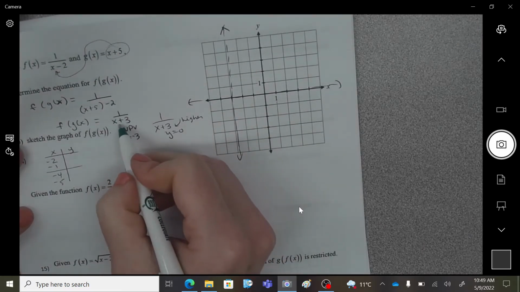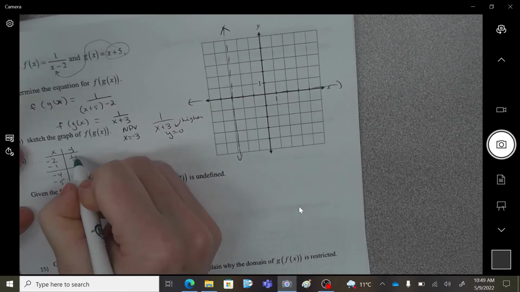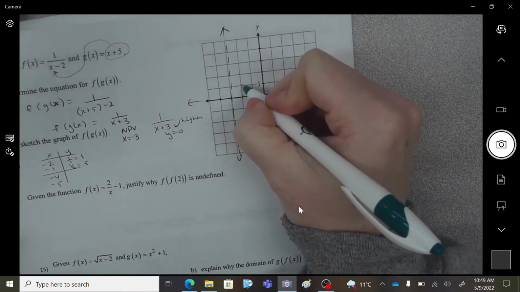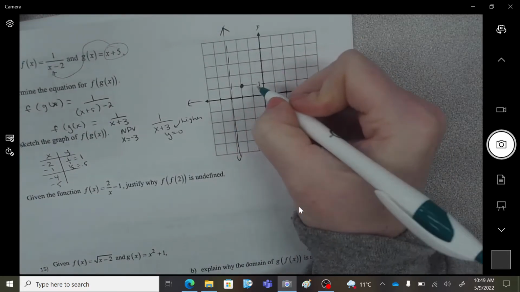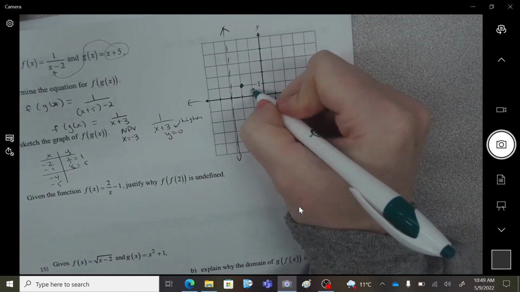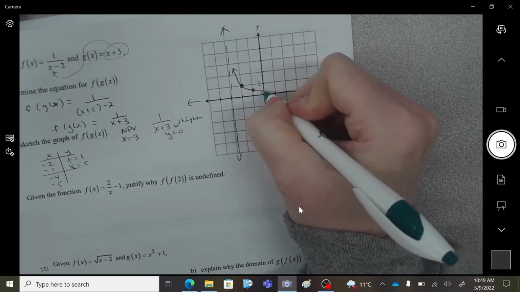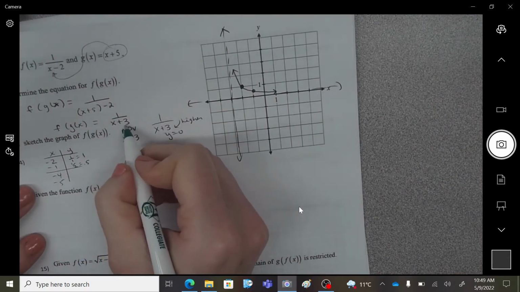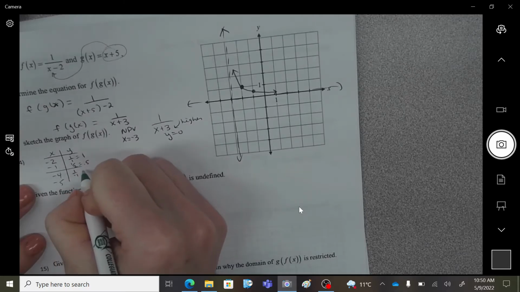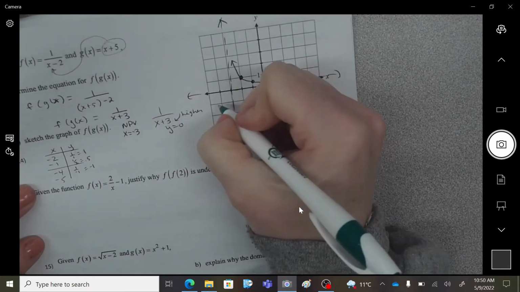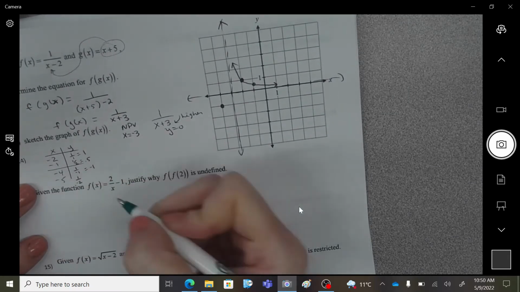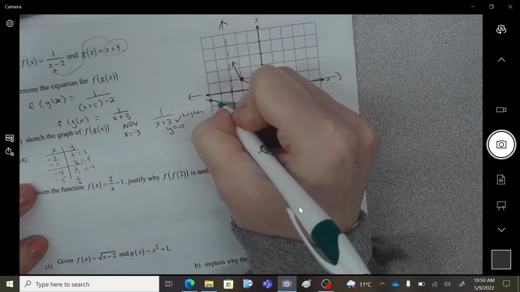So 1 over 1 makes 1, 1 over 2. So I should have -2 comma 1, -1 comma half, and there's my shape. And then on this side, -4 plugged into the bottom makes 1 over -1. And -5 plugged in makes the bottom -2. So -1/2.